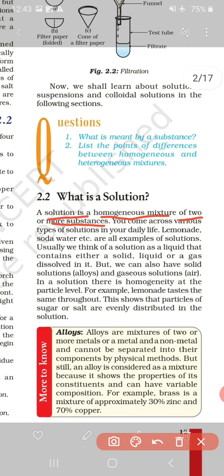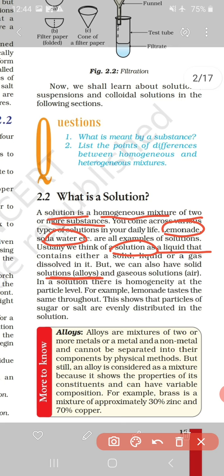Now, lemonade is a solution, soda water is also a solution. Okay, so we think that only liquid things are solutions. हमें लगता है कि लिक्विड ही बस सॉल्यूशन है. No, alloys are also solutions.